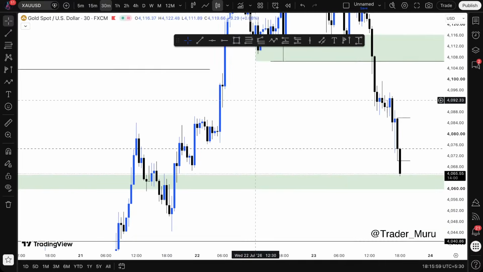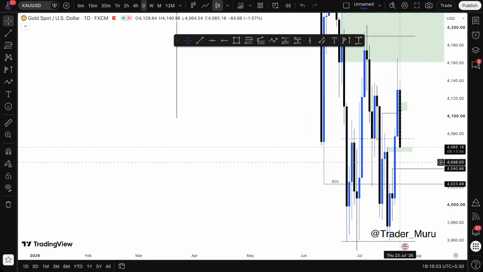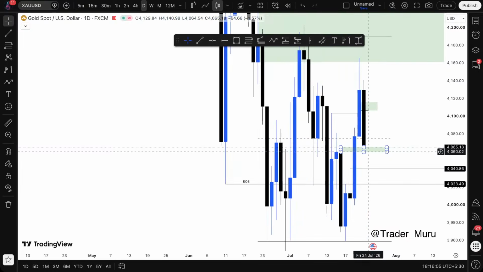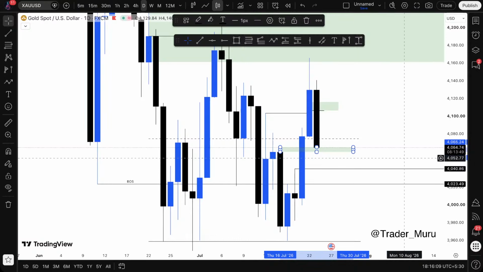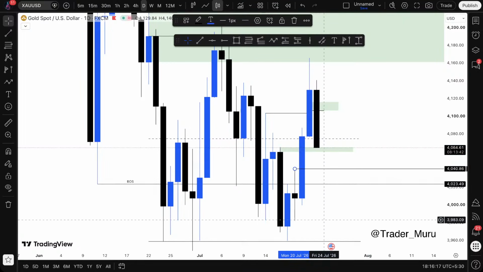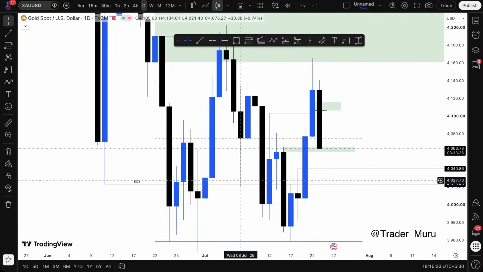This is daily time frame area. We are looking for any buy confirmation here. If this area breaks, then below 4059, it will test this daily time frame order block. 4040, 3986 and best area 4023.